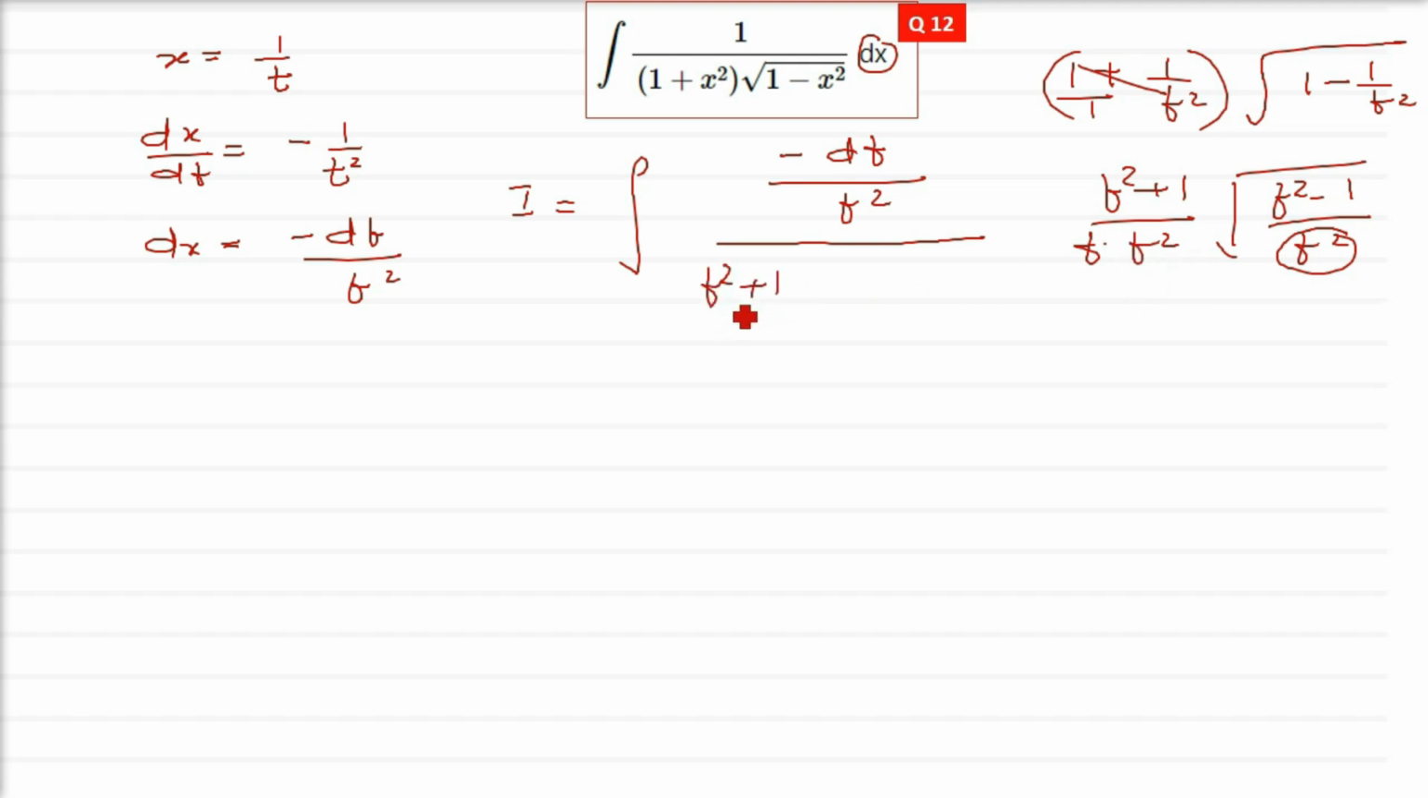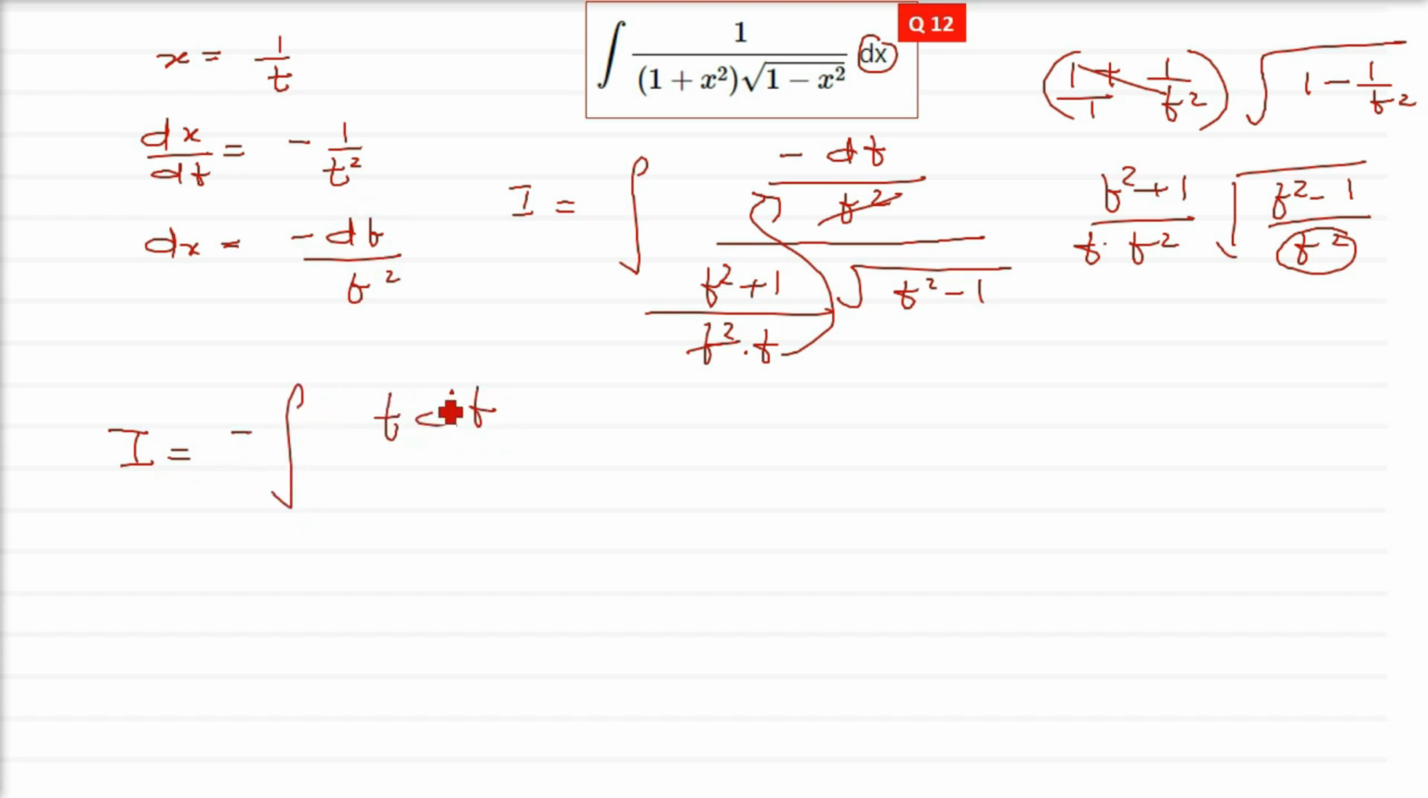So let me write this final thing: t square plus 1 divided by t square into t under root t square minus 1. Now this t square gets cancelled and this t goes up. So we have t square plus 1 and under root t square minus 1 in the denominator. So this integration, after all this replacement and resolution in terms of t, will be t dt, negative taken outside, over t square plus 1 multiplied by under root t square minus 1.